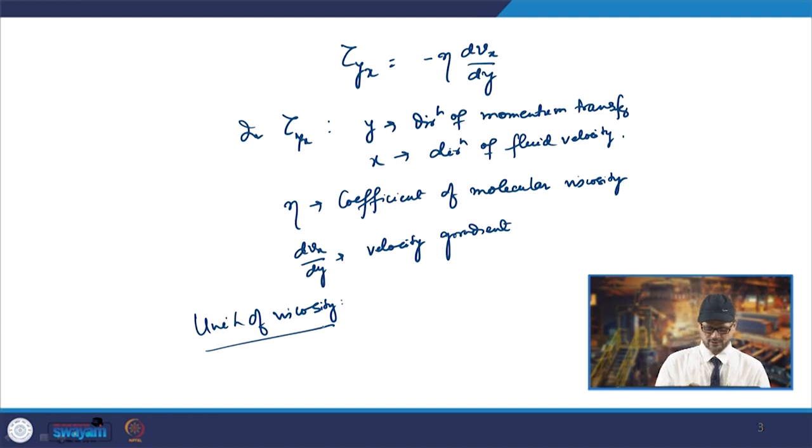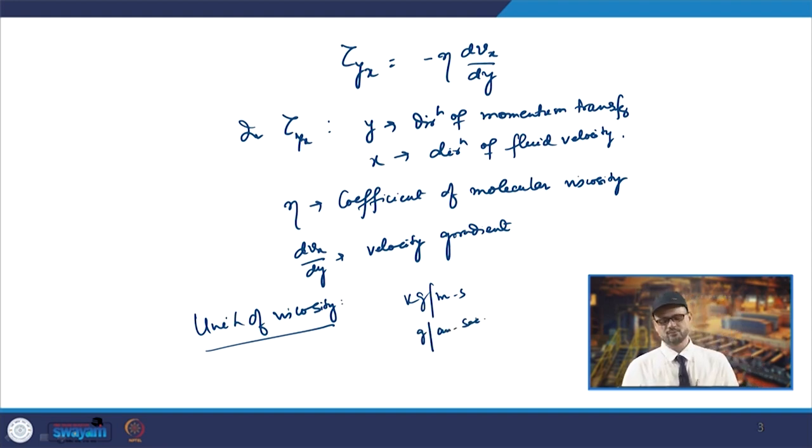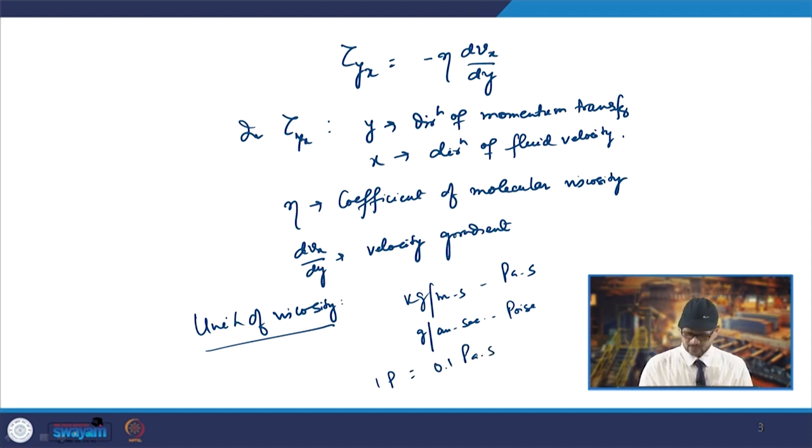If you go for the CGS system, then it is the Poise. One Poise is 1 gram per centimeter second. So, you have either the unit of kg per meter second, or gram per centimeter second. That is one Poise, and this is one Pascal second. So, one Poise will be 0.1 Pascal second. That is the relationship for the unit of viscosity, and viscosity has some standard value at some standard temperature and pressure.